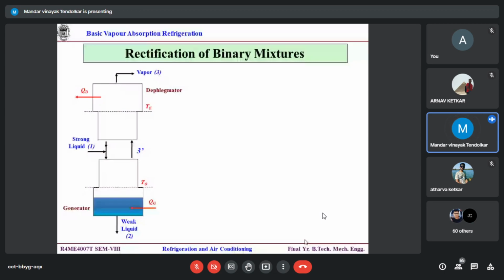When the QG part, generator heat, comes into picture and the separation starts, the incoming next lot of the subcooled liquid gets separated into two parts, liquid and vapor, at the entry itself. So my QG reduces. If I put the entry at the bottom, then QG would be more because I have to supply that much amount of it.